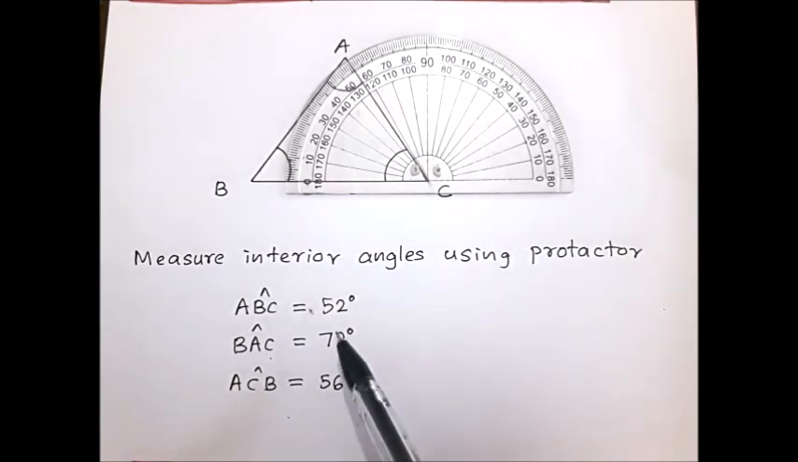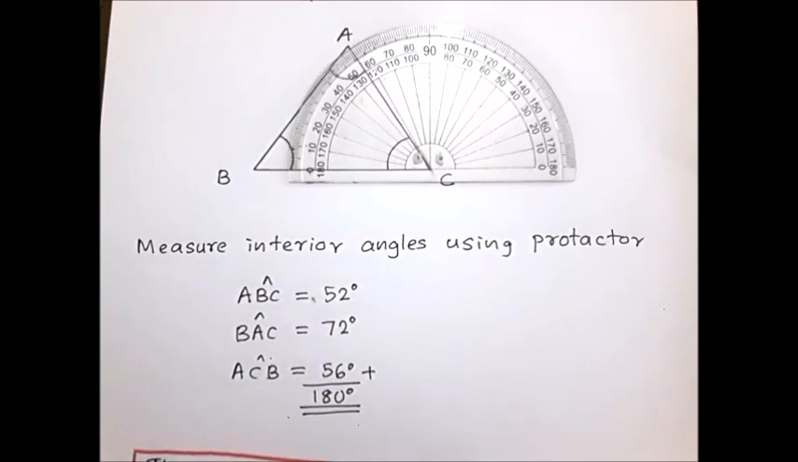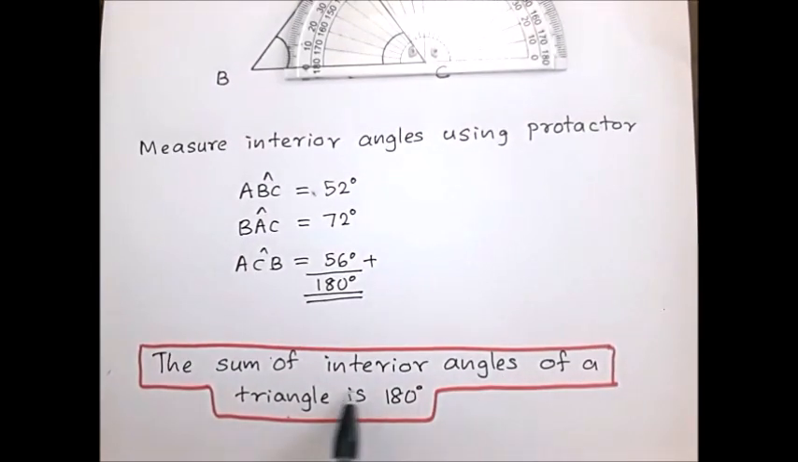Now I am going to find the sum of these 3 angles. You can add these 3. It is equal to 180 degrees. So what can you say about the sum of interior angles of a triangle? It is always 180 degrees. The sum of interior angles of any triangle is equal to 180 degrees. Using this relationship, now I am going to explain how to solve some problems.